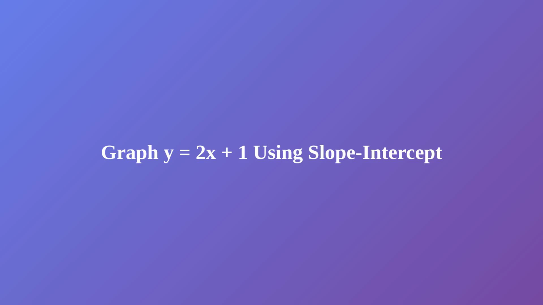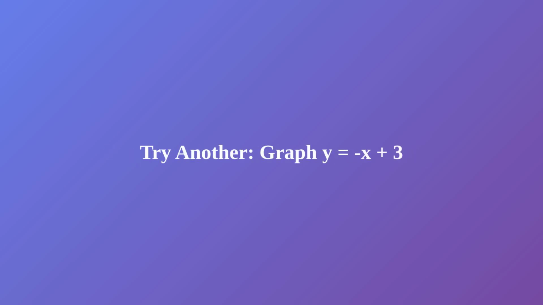This is Maya's original homework problem. y equals 2x plus 1. Let's use slope-intercept form. First, identify b, the y-intercept. Here b equals 1, so the line crosses the y-axis at the point (0, 1). Plot that dot. Now identify the slope, m. It's 2, which means rise 2, run 1. From the y-intercept, go right 1 and up 2 to find the next point, (1, 3). Do it again. Right 1, up 2. Next point, (2, 5). Now connect the dots. Maya just solved her homework problem.